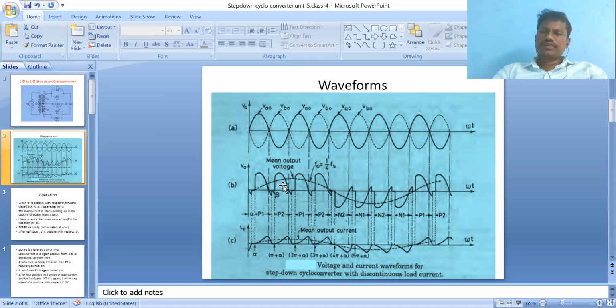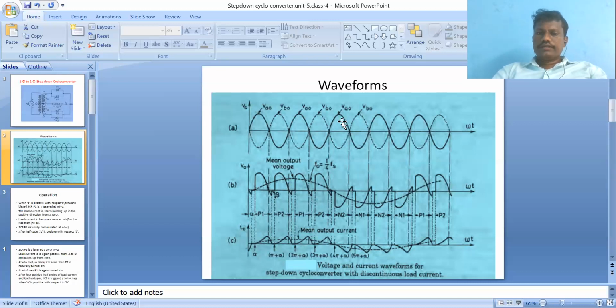Then P2 comes in off state. Then again applying the firing pulses to the P1, so P1 comes in conduction mode up to the end of the positive half cycle. Again VB0 is positive. So it is P1, it is P2, it is P1, it is P2. I already mentioned that here.